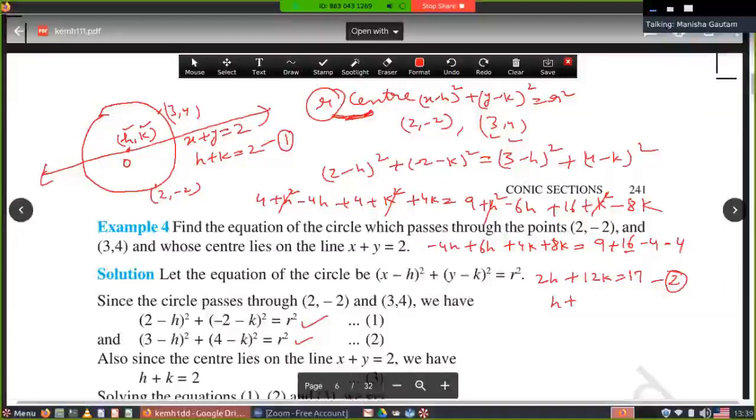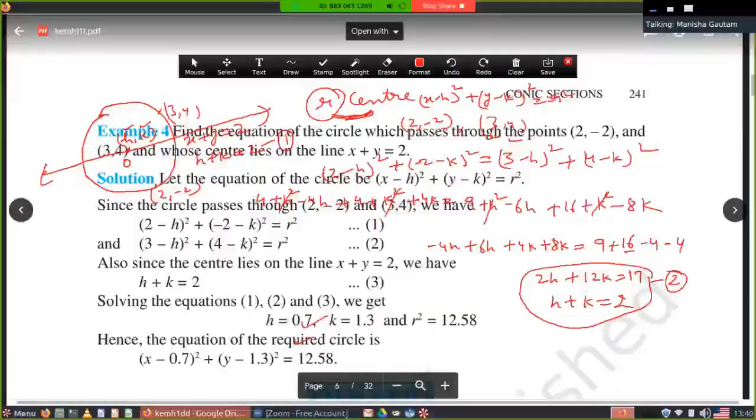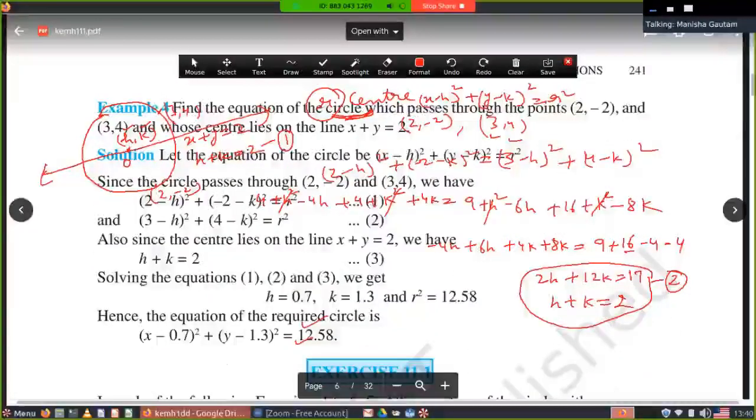The first equation was h plus k is equal to 2. These are the two equations which you can solve. You know how to solve these equations. In class 10th, you have studied x plus y equal to constant: two equations are given, and you solve by the substitution method, or by using the cross multiplication method. Three methods were there. Solve these two equations and you are getting the value of h. h is this one, k is this one.